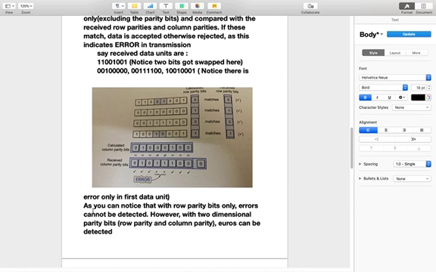So as we notice, errors cannot be detected with row parity bits only, but with two dimensional parity bits, the error can be detected using row and column parity bits. So there is an error, so the data will be rejected. If the row and column parities are the same at the data destination, then the data will be accepted.